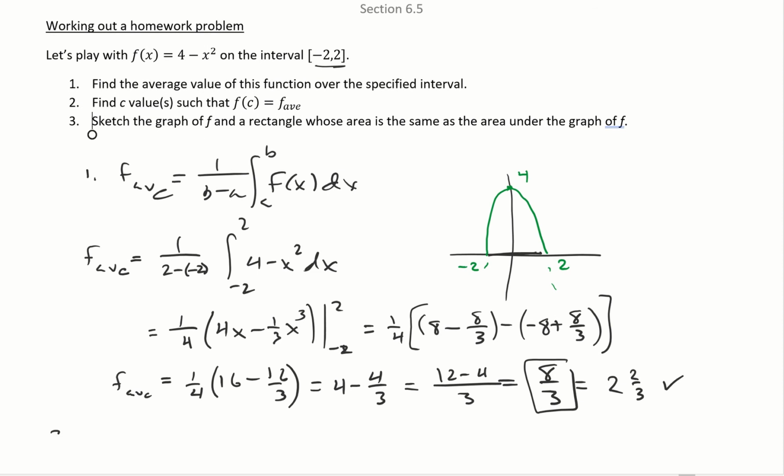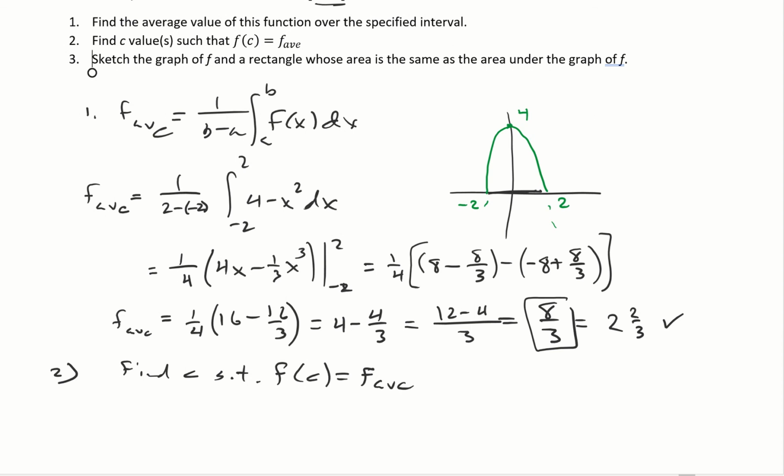Let's go to problem 2. It says, find a c value such that f of c is equal to f average. So we're trying to figure out, find c such that f of c is equal to f average, the average value. So there's a c somewhere between minus 2 and 2 that does the game. All right, and I'll draw the picture later and then we'll talk about it. So what we typically do is you take your function, which is what? F of x is 4 minus x squared. So f of c is, of course, 4 minus c squared, and you set it equal to 8/3.